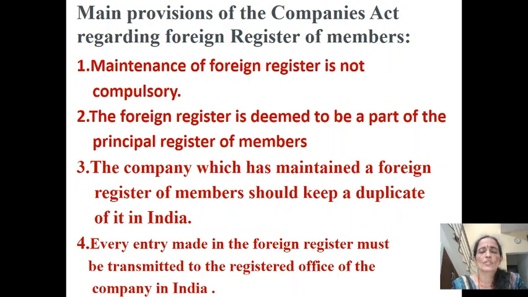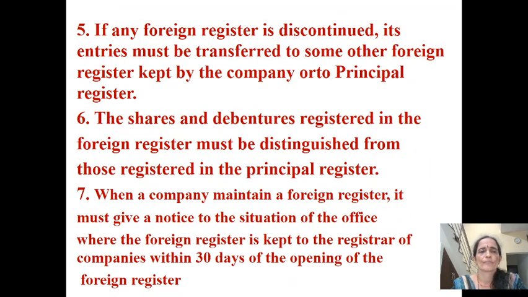The company which has maintained a foreign register of members should keep a duplicate of it in India. Just now I have told you, when a company maintains a foreign register, a duplicate copy of it must be kept in India, that too at the head office of the company. Every entry made in the foreign register must be transmitted to the registered office of the company in India. All entries made in the foreign register must be copied to the principal register.